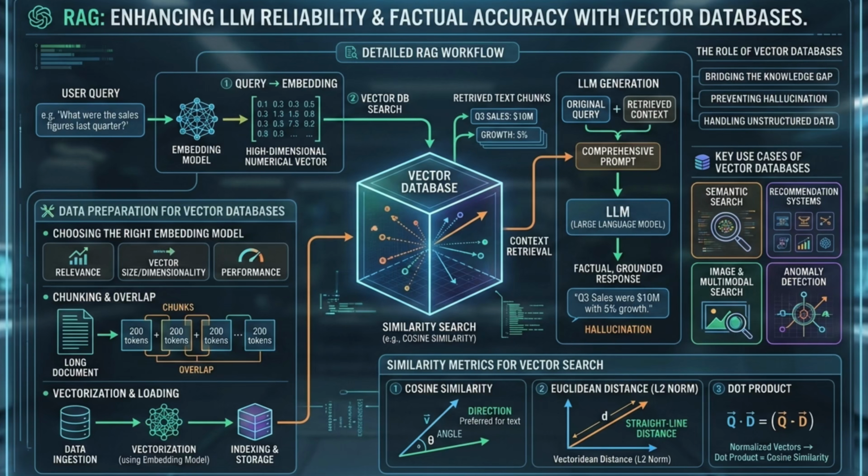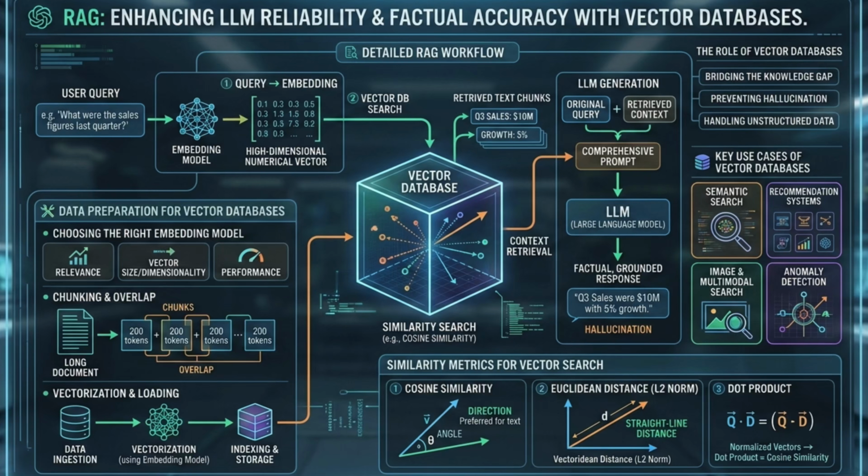The database retrieves the original text chunks associated with the nearest vectors. This retrieved information is the context or knowledge snippet. The retrieved context is then packaged together with the original user query into a single comprehensive prompt. The LLM then uses this specific context to generate a factual, relevant, and grounded response, mitigating the risk of hallucination.